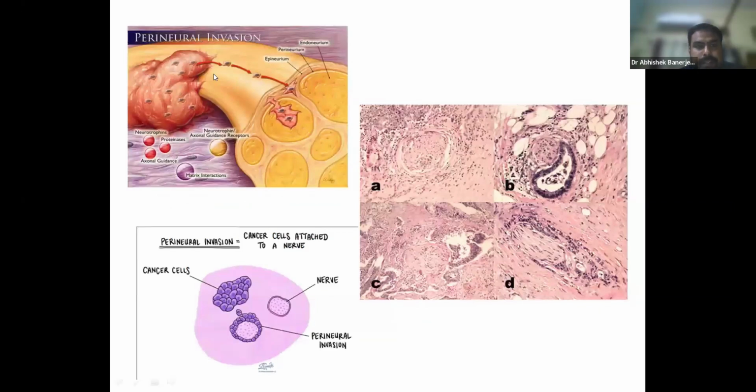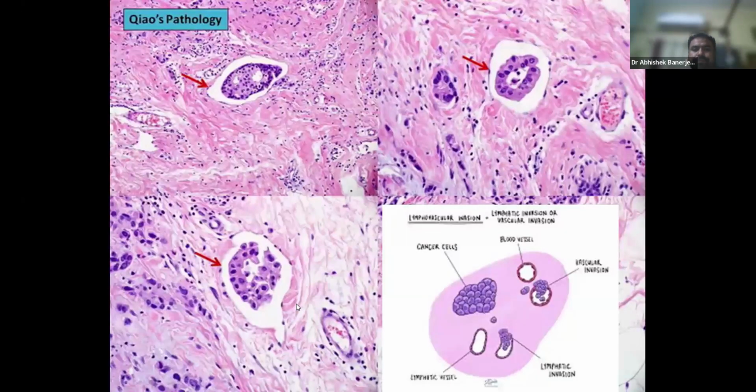So this is the schematic diagram. This is a nerve. This is how the trunk is involved. And see, this is how the nerve trunk and the perineural invasion look. The cancer cell. This is an independent nerve trunk. And this is how one more is seen. This is a lymphovascular invasion that can be seen.